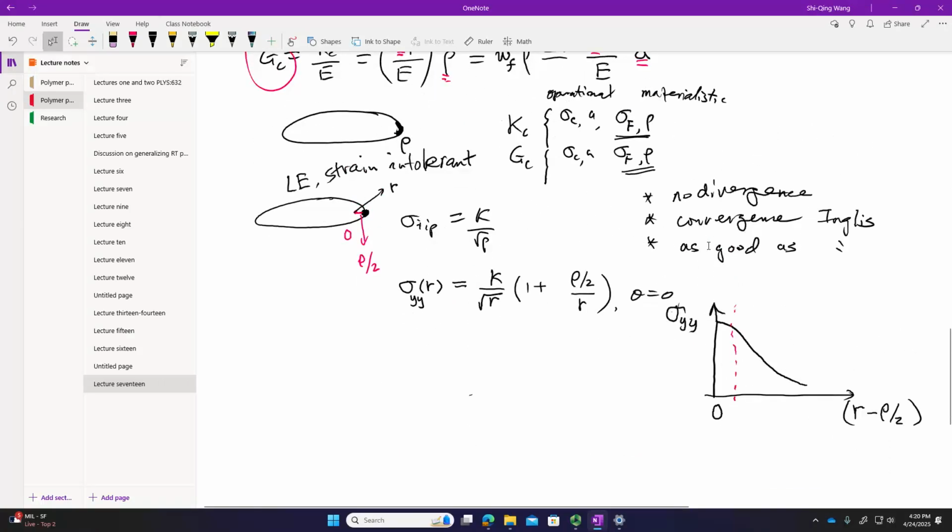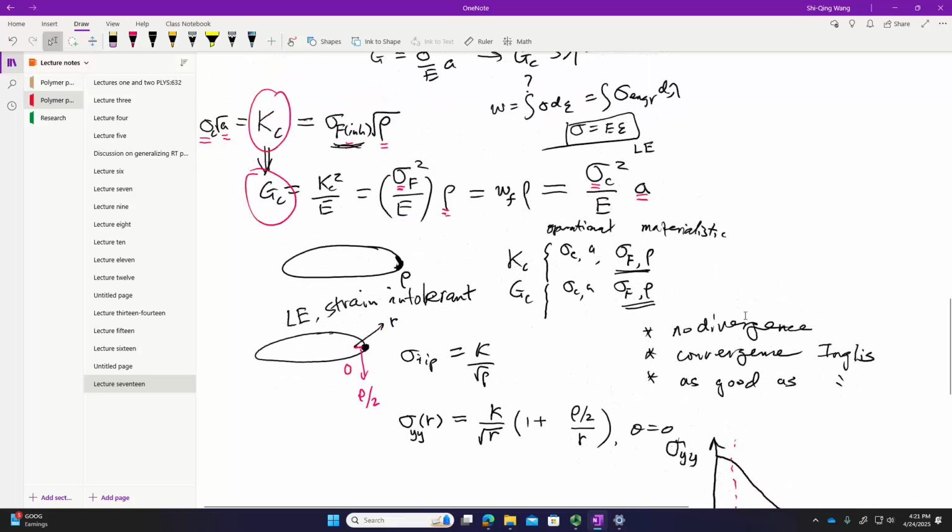So what's left? What's left is probably you can stop complaining about stress divergence. Just give me a flaw and a tip that has a radius of curvature of rho. I should observe this behavior. One, stress doesn't shoot through the roof. And we know the stress can never be higher than the inherent strength, because that's the moment fracture would occur. And we just went through this lovely result from Inglis.